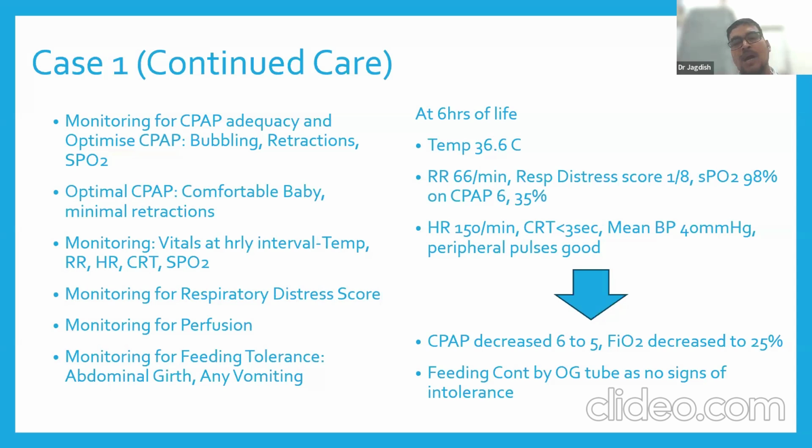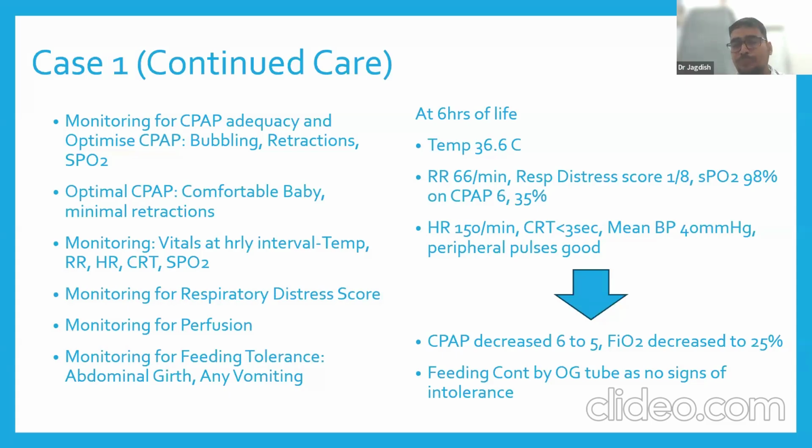What are the other parameters? The heart rate was normal, CRT less than 3 seconds, BP normal. Mean BP, you know, mean BP is the mean gestational age. So here it is 38 weeks, means mean BP 38, which means the blood pressure is normal, peripheral pulses are good. So now I have seen the baby is stabilized at 6 and 35%.